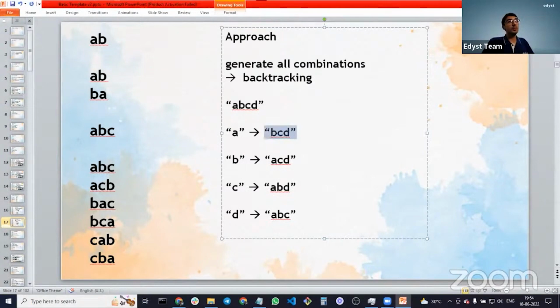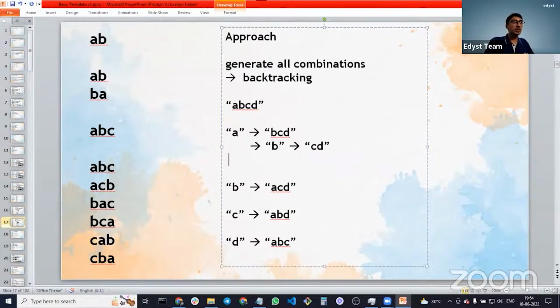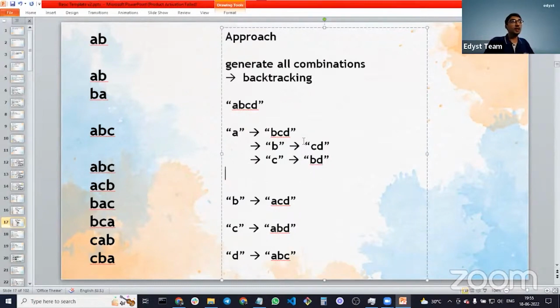If I want to generate for B, C, D, this is again the same thing I'm doing here, right? I'm saying, you know what? First, hold B and generate for C and D. Then you hold C over here, and generate for B and D. And finally, you hold D and generate for B and C.